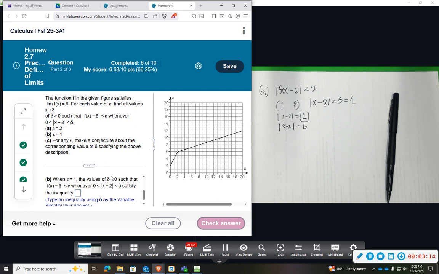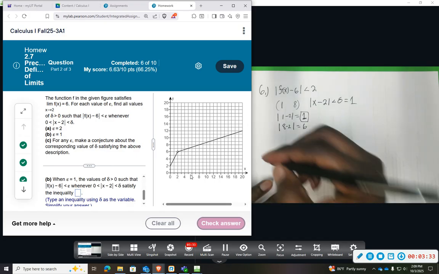All right, part B, it's going to be similar. We're going to do something similar to part A. This time epsilon is 1. So again, using 6 as our limit, we're going to go up 1, trace it to the graph, and find the corresponding x. And so that will give me 7.